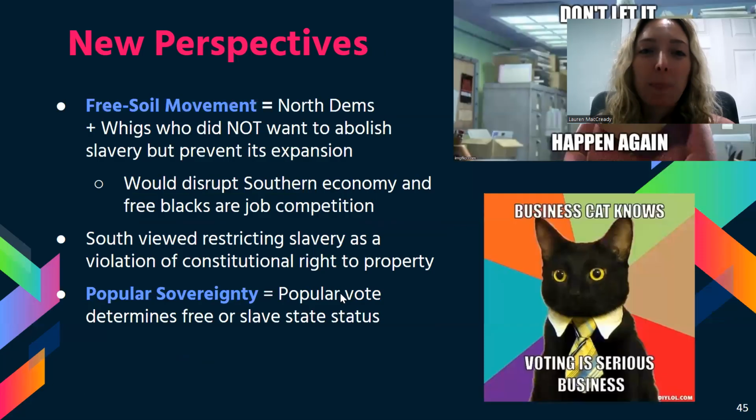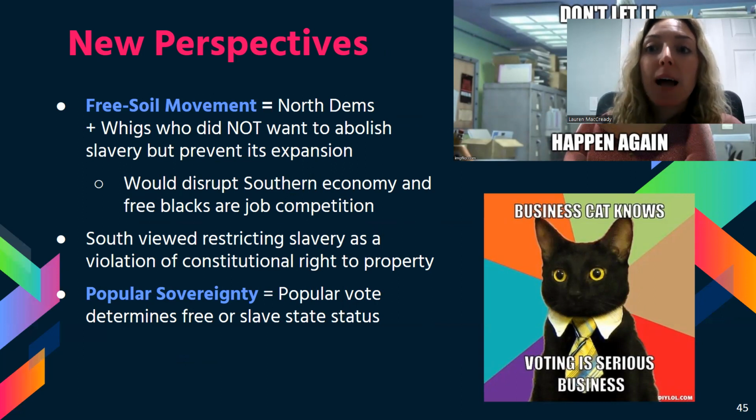So let's get into it. So there are 2 big perspectives or buzzwords that you need to understand for this unit. The first is the Free Soil movement. The Free Soil movement is not abolitionist. Abolitionists want to abolish slavery everywhere. Free soilers are people who just want to limit the expansion of it into new territory.